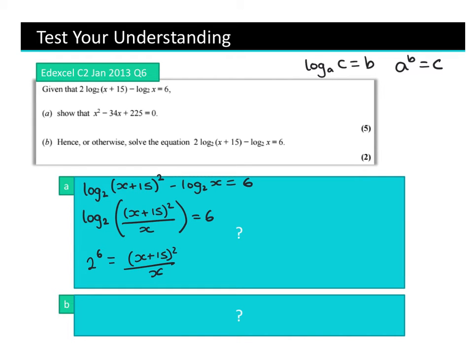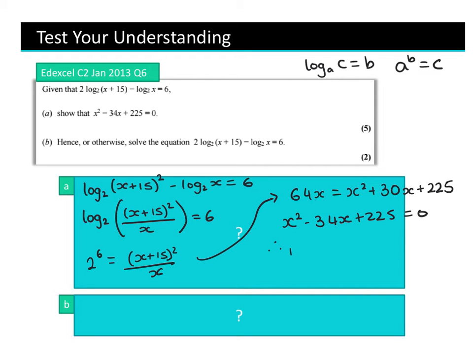Now I can multiply both sides by x. 2 to the power of 6 is also 64. So I'm going to have 64x equals x plus 15 squared, expanded is x squared plus 30x plus 225. So that means if I rearrange this, I'm going to get x squared minus 34x plus 225 equals 0. Therefore, proved. Nice and simple.